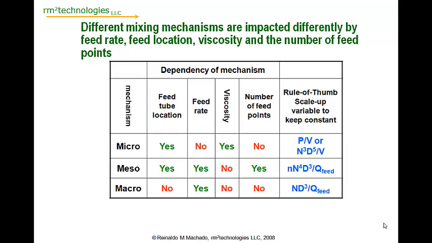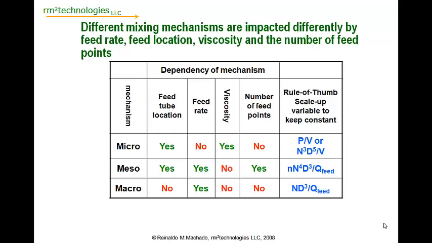Different mixing mechanisms can be impacted very differently by feed rate, feed location, viscosity, or the number of feed points. Micromixing, for example, is a strong function of the feed tube location and the viscosity, and is generally scaled up by the power per unit volume. Mesomixing is a strong function of the feed tube location, the feed rate, as well as the number of feed points, and is given by a more complicated function as a rule of thumb, which is the number of feed points times the rotation rate to the fourth power and D cubed, which is the diameter of the impeller, divided by the feed rate.